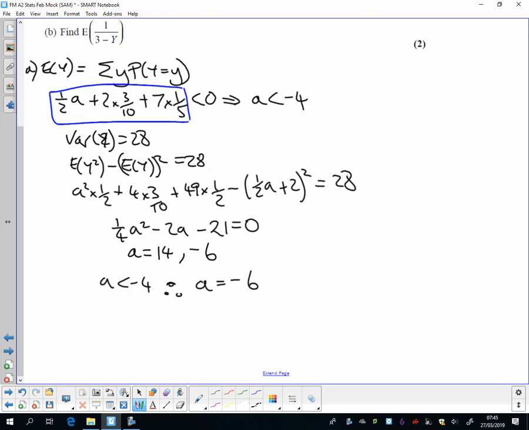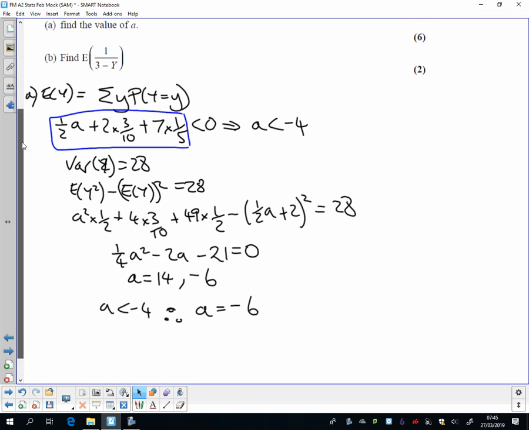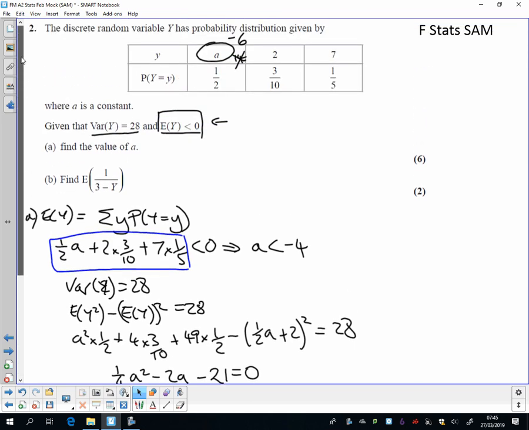Okay, so that was the first part. In the second part now, we want to find the expected value of 1 over 3 minus y. What we've got to note here is that this is not linear. By linear, you're thinking of an expression of the form ay plus b, like a straight line graph, and this is not linear. It's 1 over 3 minus y. That means you can't use coding. You have to actually work out all the values of 1 over 3 minus y and do them again.